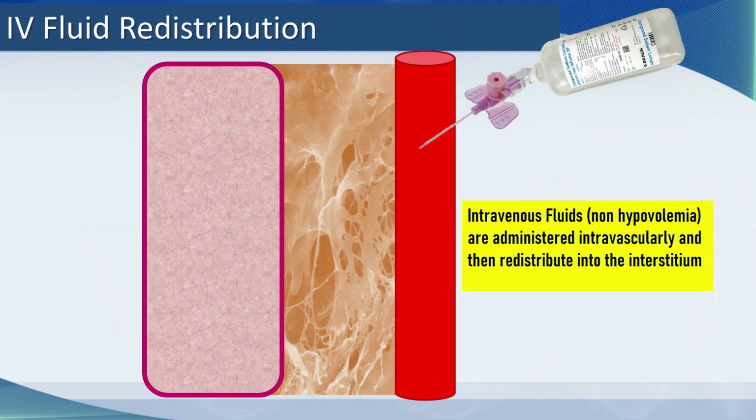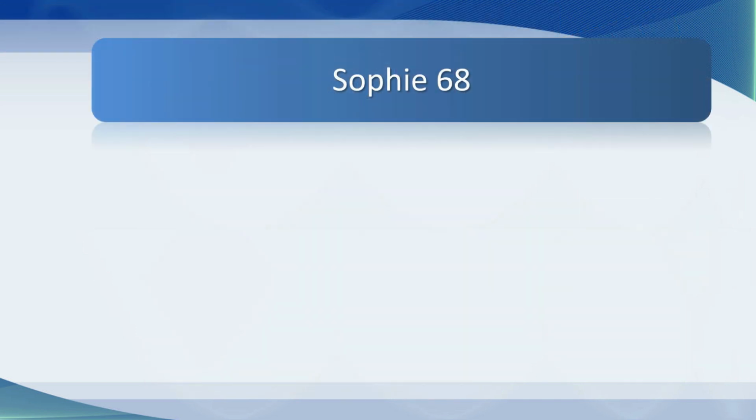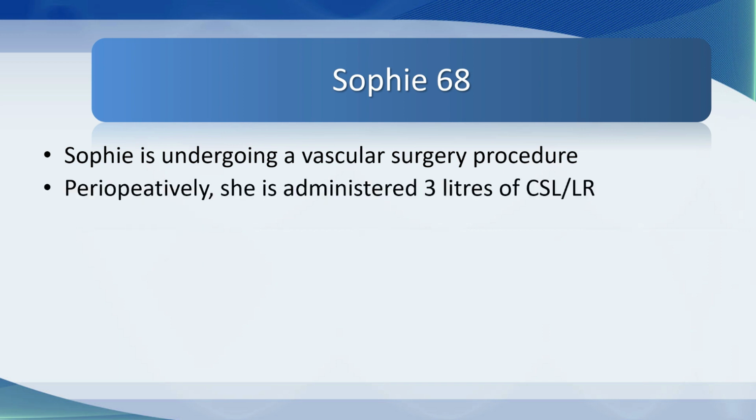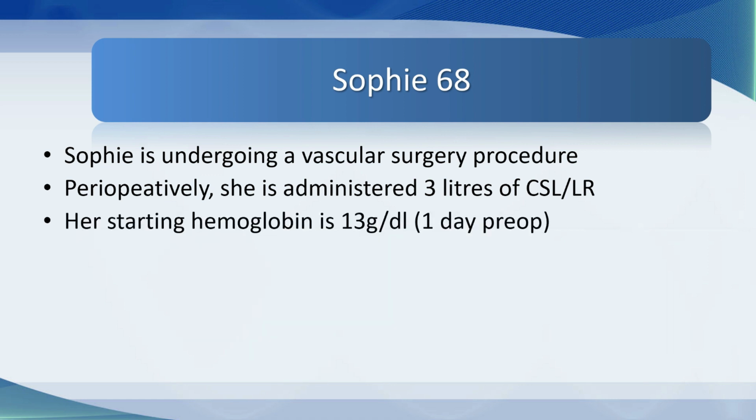Intravenous fluids in the non-hypovolemic state that are given intravascularly will then redistribute into the interstitial space. Let's look at another scenario. Sophie, who's 68, is undergoing vascular surgery. Perioperatively, she gets 3 liters of sodium lactate solution. That's Hartmann's or lactated Ringer's.